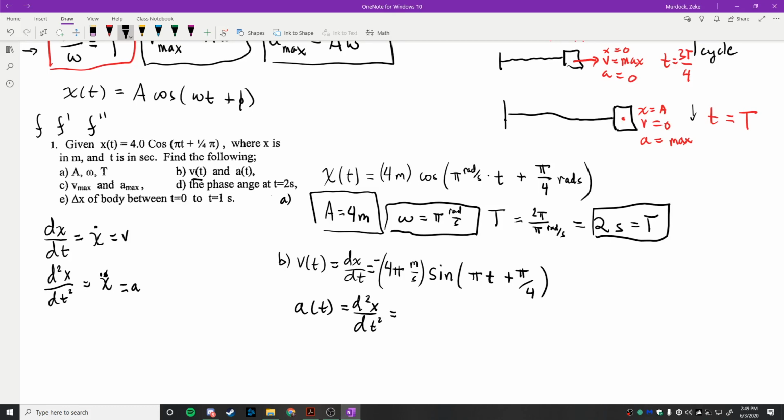And that one's going to be equal to negative. We're going to have a 4 pi squared, because derivative of the inside. And that's going to have units of meters per second squared. And then that is times, back to cosine, right? Cosine of pi t plus pi over 4. There we go. I don't want to box them in, but that's the answer to part B.